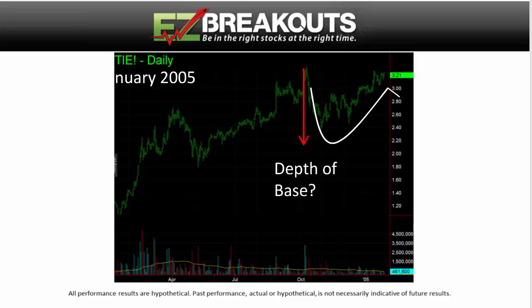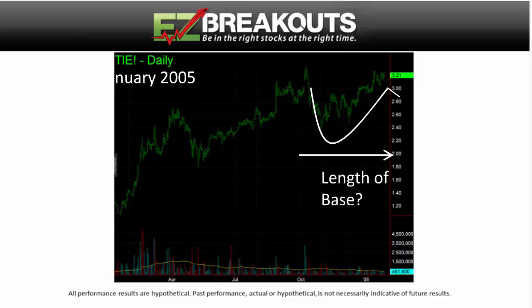The depth of the base from the highs to the low of the base, 30%. That's within the range of about a 25, 35% pullback, correct? The length of the base, let's check this out. This is a daily chart, so each one of these ticks is a day that goes by. It's a 16-week time frame, so that's actually fairly good.